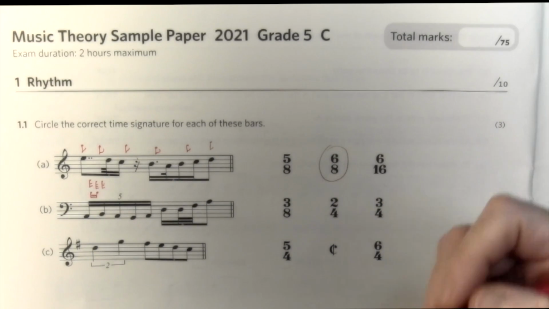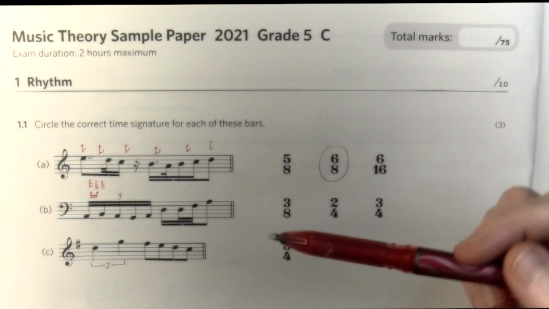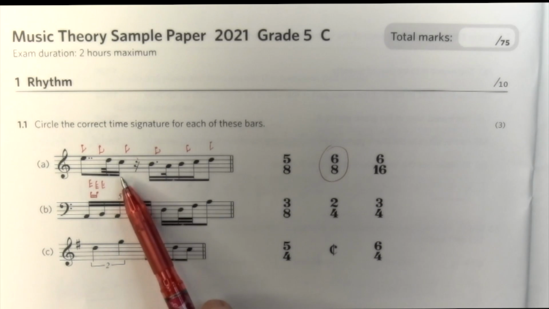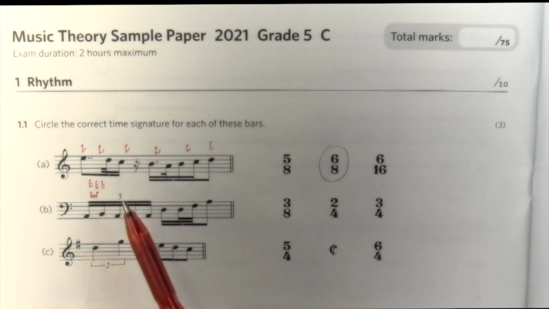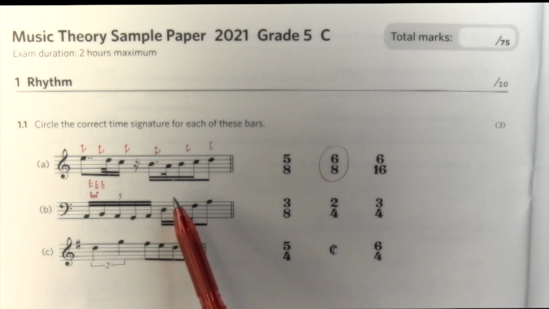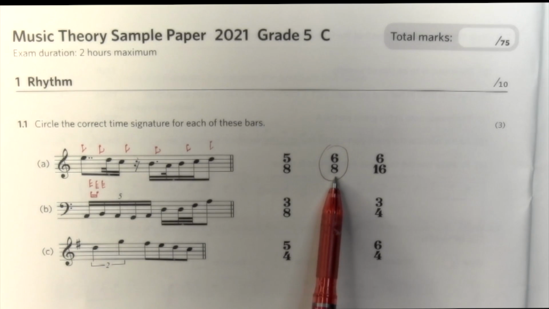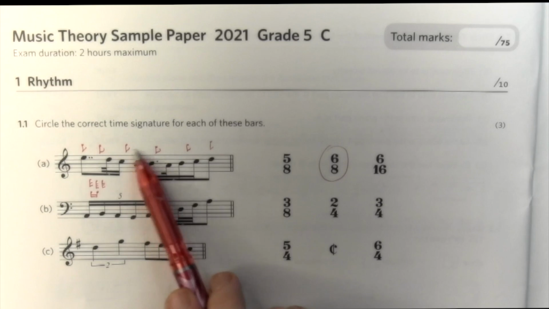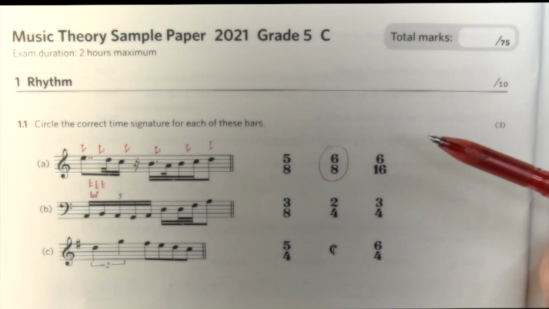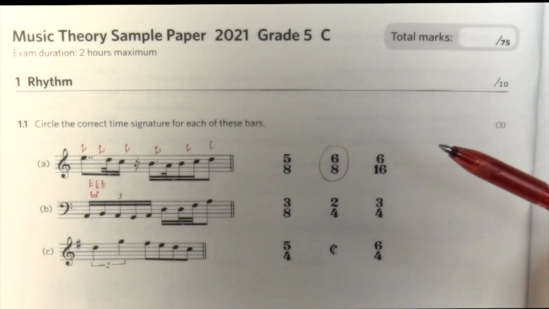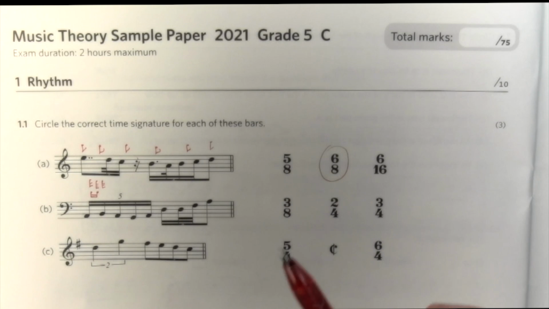Now let's go back to what I said at the very start of this question. I said, let's look from above. I see 2 groups of things. And isn't 6/8 2 groups of 3 things, which are quavers? Yes. So always, always, always look from above.